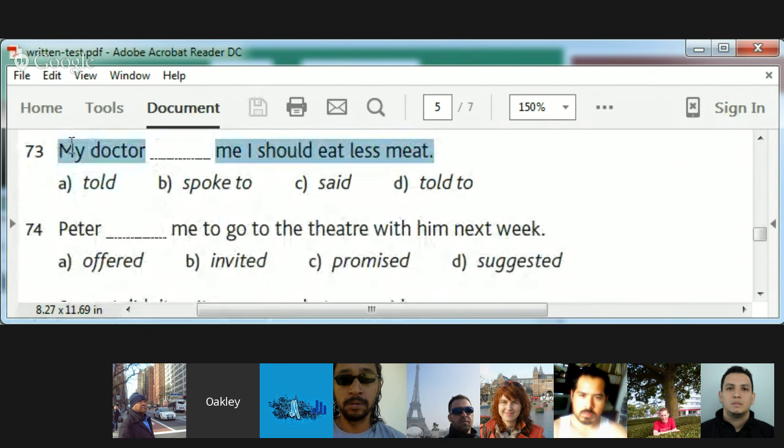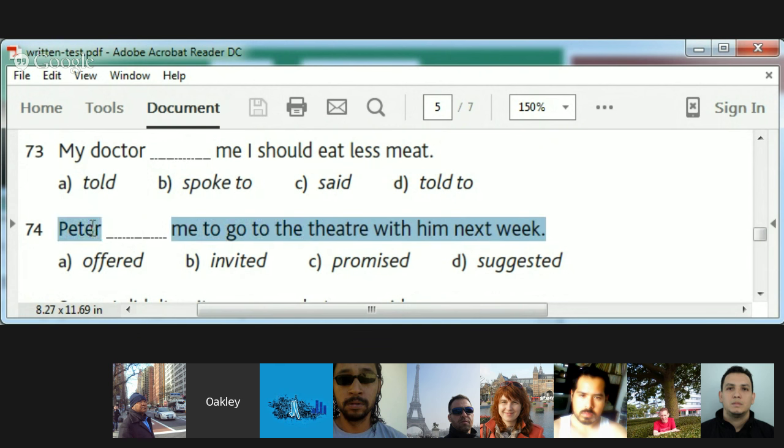Moving on, back around to Philip. My doctor told me I should eat less meat. Excellent. Very good. Many people have confusion with these verbs about speaking. That is correct. Told and then the object noun directly following. Yep, you got it. Good job.